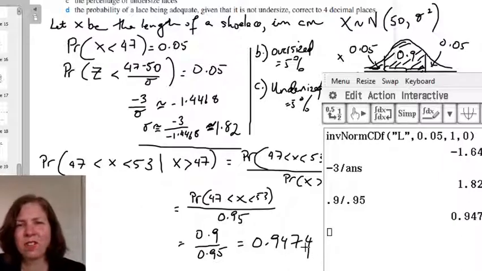So what I've done in this last example is I've had a conditional probability question. I've just used the formula and I've made sure I've shown all working, and I don't do any rounding until the last step. Okay, so that's the first worked example for solving a problem using the normal distribution.